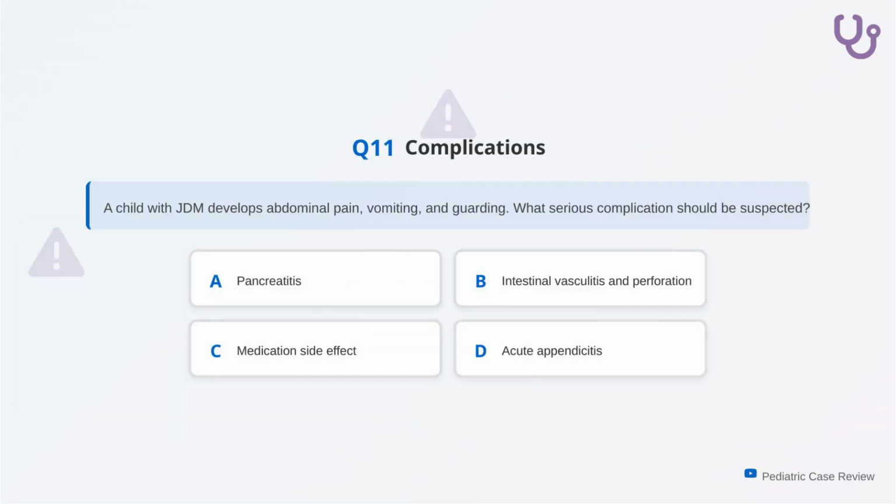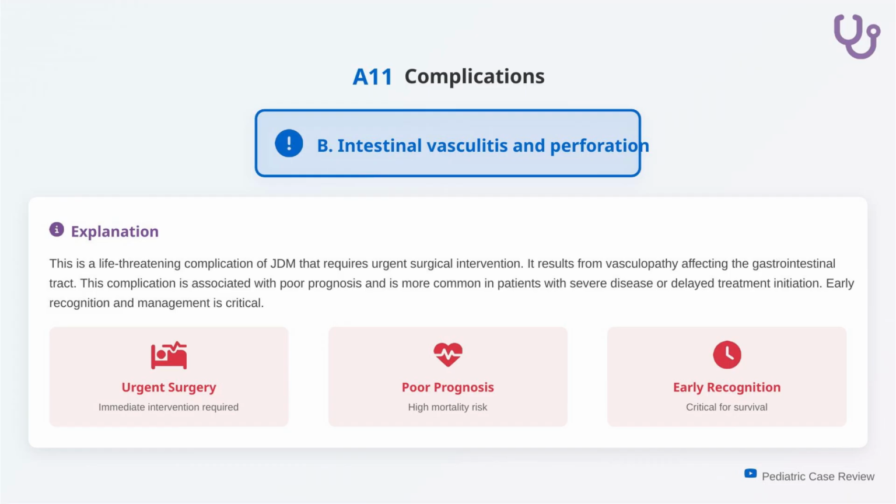A child with juvenile dermatomyositis develops abdominal pain, vomiting, and guarding. What serious complication should be suspected? A. Pancreatitis. B. Intestinal vasculitis and perforation. C. Medication side effect. D. Acute appendicitis. The correct answer is B.